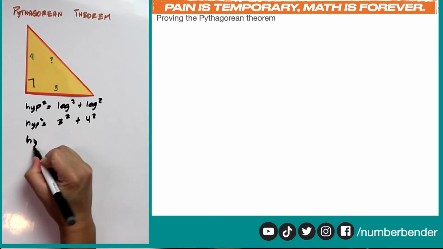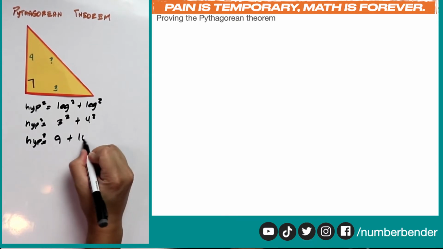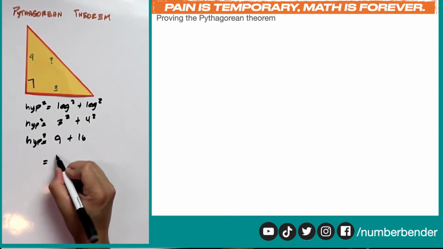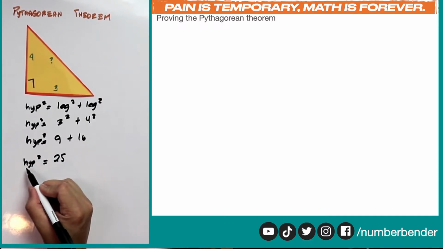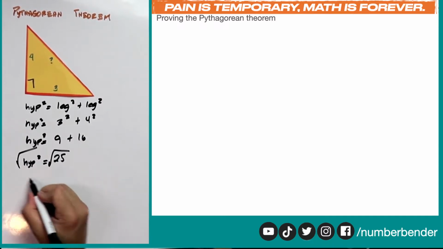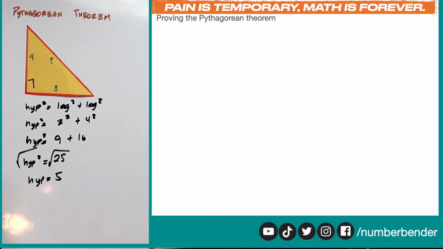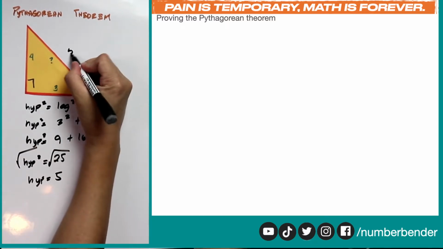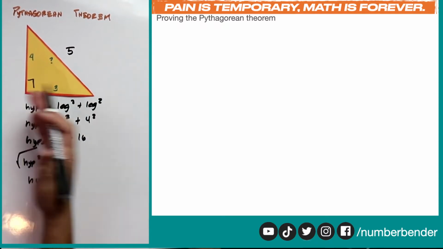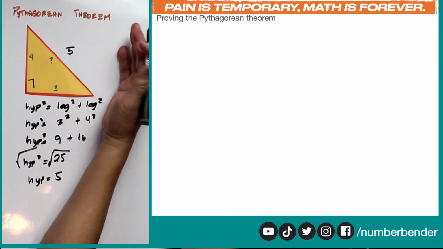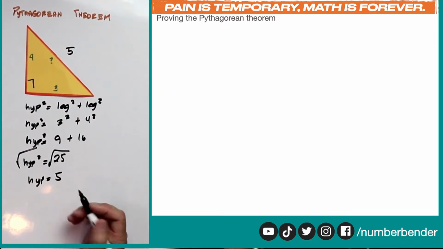By using the formula, the hypotenuse squared is equal to 9 plus 16, and 9 plus 16 is equal to 25. To get rid of the square on our hypotenuse, we take the square root of both sides. So the hypotenuse is equal to 5. Now that we're able to find the missing side using the Pythagorean theorem, we know that this formula is what we needed to figure out the missing side of this right triangle.